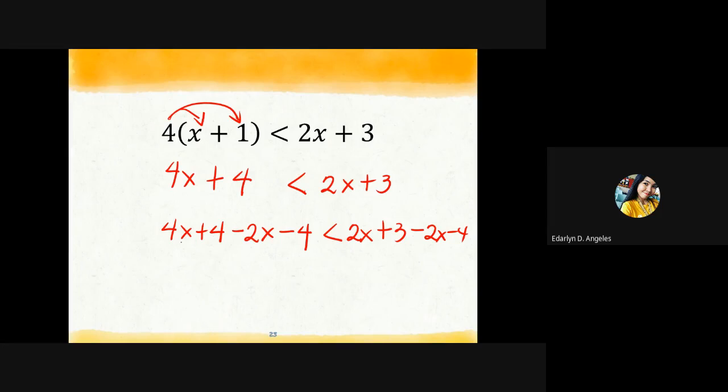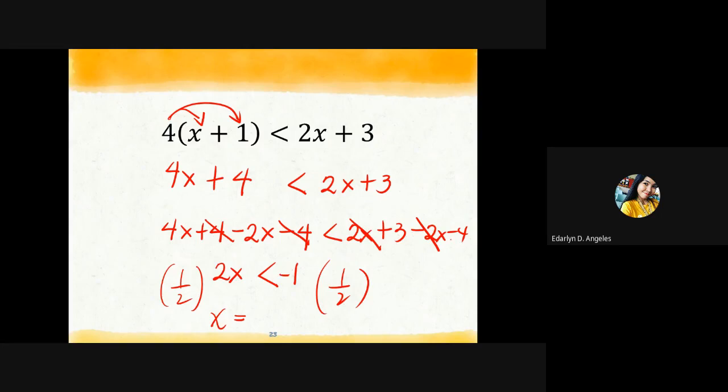So to simplify, 4x minus 2x is 2x. 4 minus 4 is 0, so we can cancel this out. And then 2x minus 2x is also canceled. Positive 3 minus 4 is negative 1. So 2x is less than negative 1. And divide both sides, or multiply by the multiplicative inverse, 1/2. Sorry, 3 minus 4 is negative 1. So our x is less than negative 1/2.